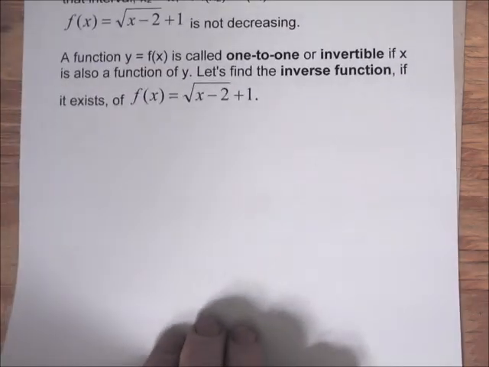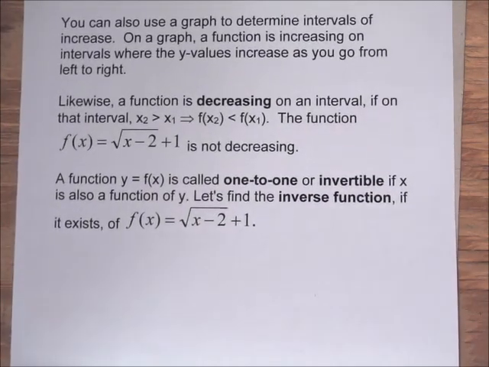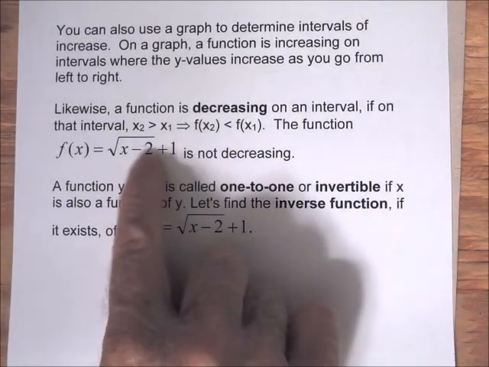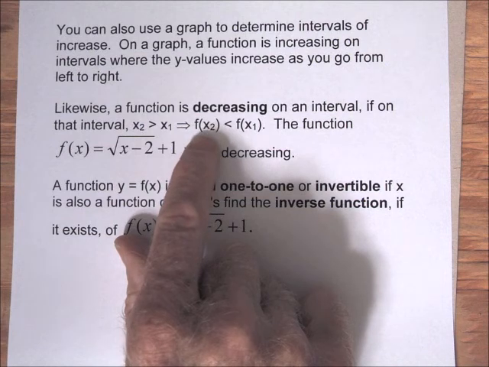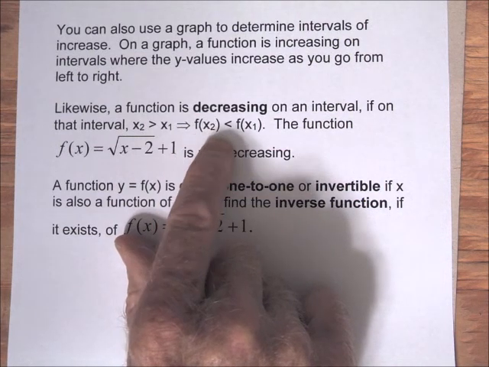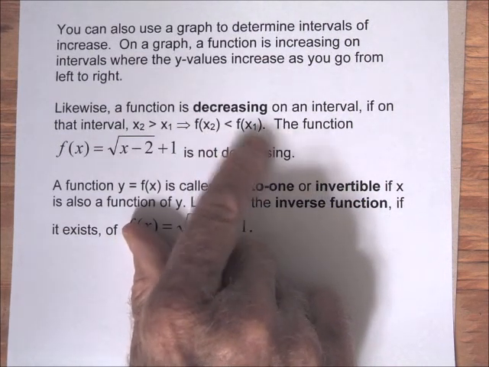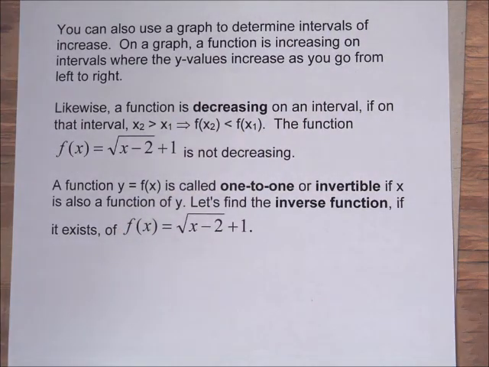Okay, so decreasing, if x2 is bigger than x1, and f of x2 is less than f of x1, then the function is decreasing on an interval. And the function f of x equals square root of x minus 2 plus 1 is not decreasing anywhere, so it's strictly increasing on its entire domain.